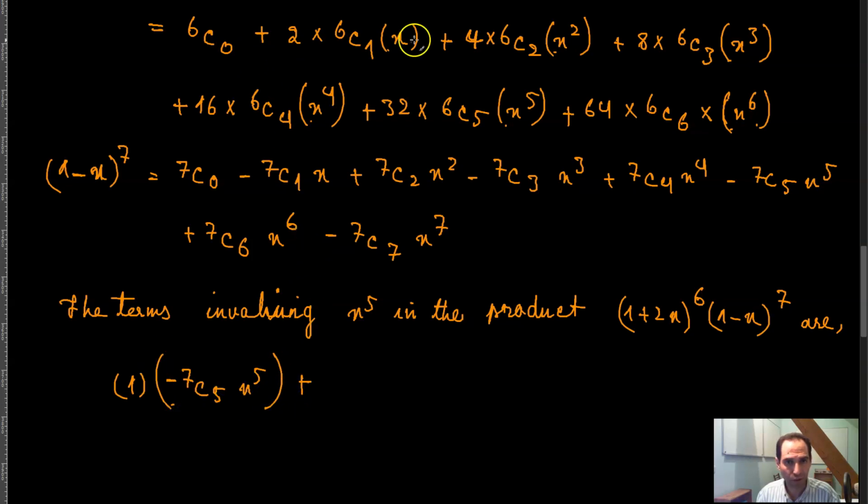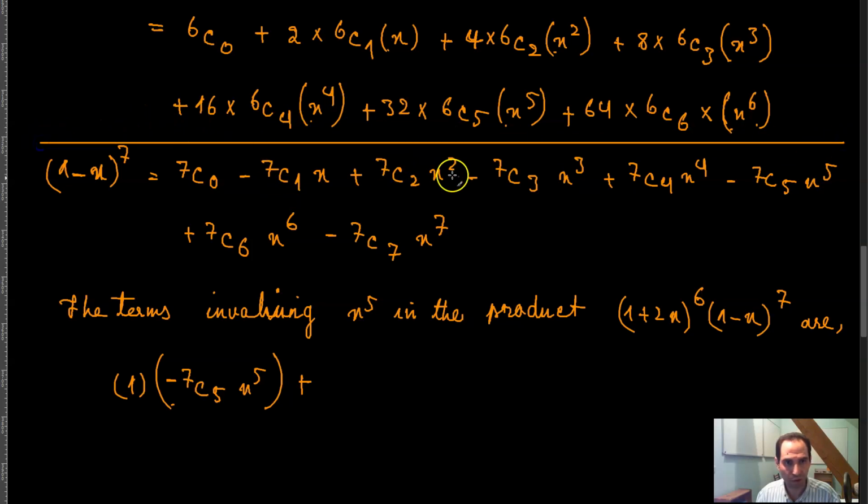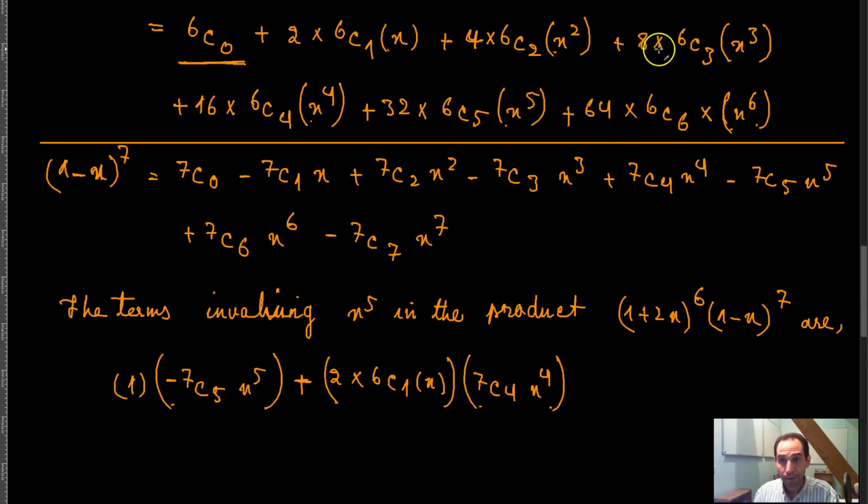And add to that, you can take this term, which is x, and multiply it by x raised to the power 4. Let me separate these two so that we don't make any mistakes. So this is already taken care of. You can take this x and multiply it by x raised to the power 4, which would be this term over here. So you have 2 times 6 combination 1 times x, and multiply it by 7 combination 4, x raised to the power 4. So this is already taken care of.